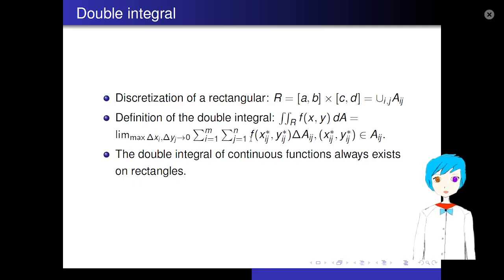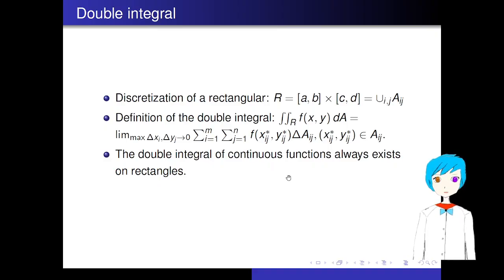Next, we introduce the definition of double integrals. First, we define the double integral on a rectangle. We split the rectangle into many sub-rectangles, the union of the A_ij. Each A_ij is a small rectangle, and the intersections of those A_ij's are empty sets. The double integral is defined as the limit of the summation of f of x_ij star, y_ij star times the area of each sub-rectangle, delta A_ij. Delta A_ij here indicates the area of the sub-rectangle A_ij.